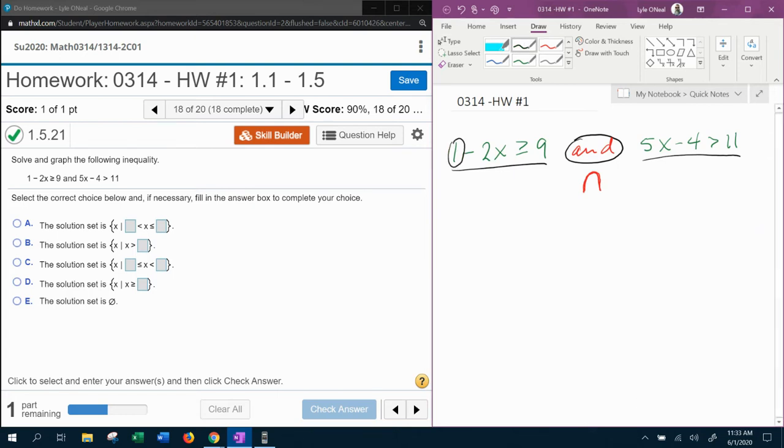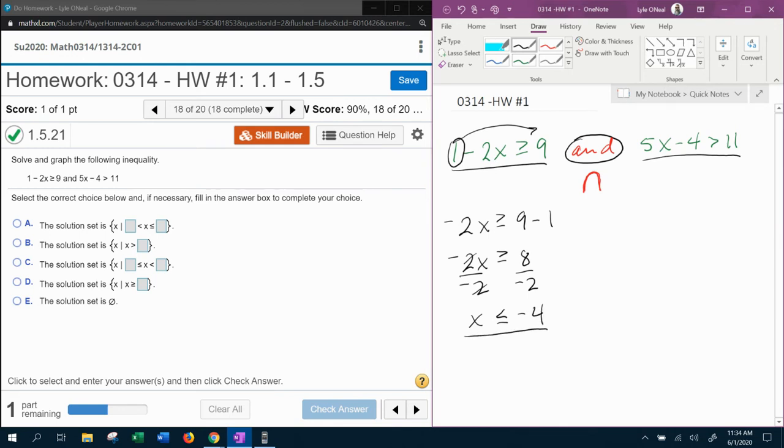First step, for the first inequality, we're going to have to bring the 1 over. So that's going to give us negative 2x is greater than or equal to 9 minus 1. Negative 2x is greater than or equal to 8. And then if I divide both sides by negative 2, and don't forget, if I'm working with inequalities and I have to divide by a negative number, remember that the inequality has to flip. 8 divided by negative 2 is negative 4.